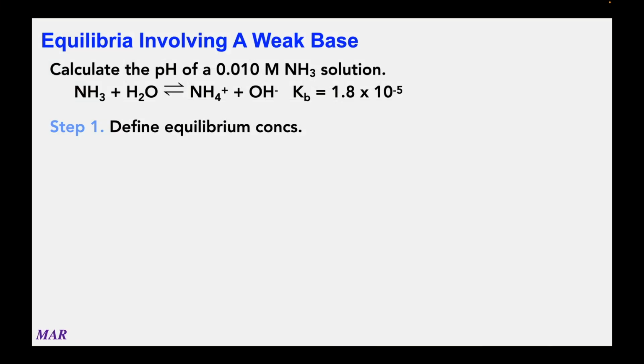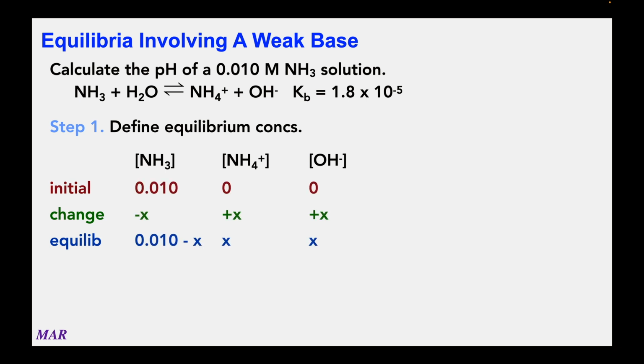Here's a reaction with a weak base, ammonia, 0.010 molar ammonia, Kb 1.8 times 10 to the minus 5. Let's find the pH. This problem is similar to the last one, except that pH from hydroxide is a little different than pH from hydronium, but same things. So what you do in this problem is set up the ICE table.